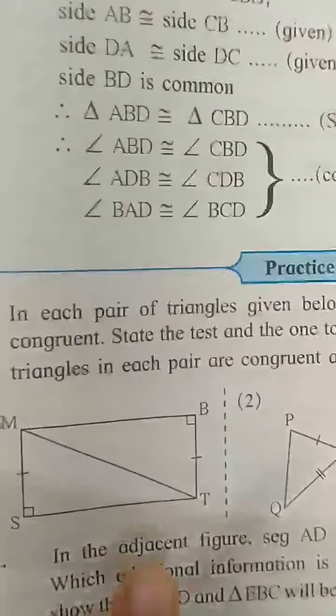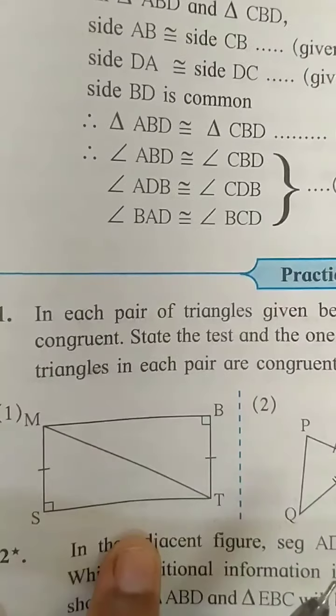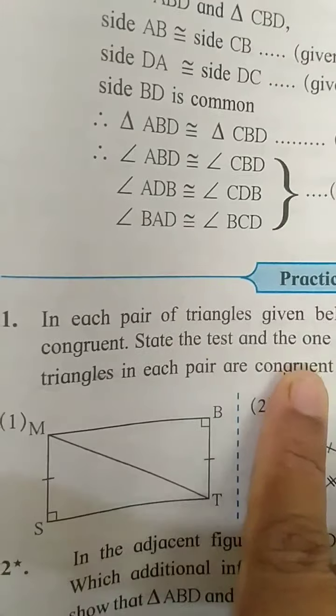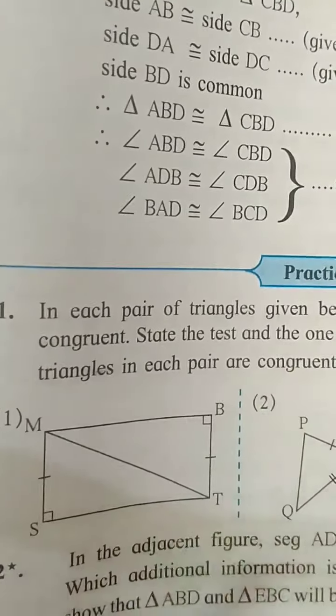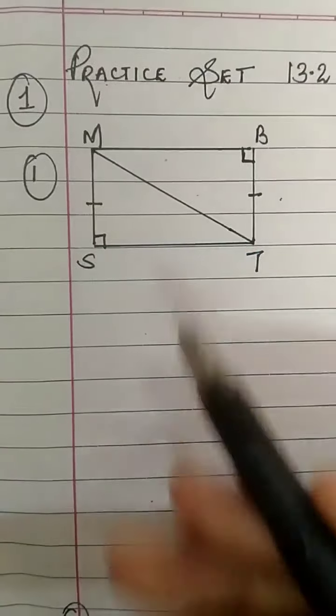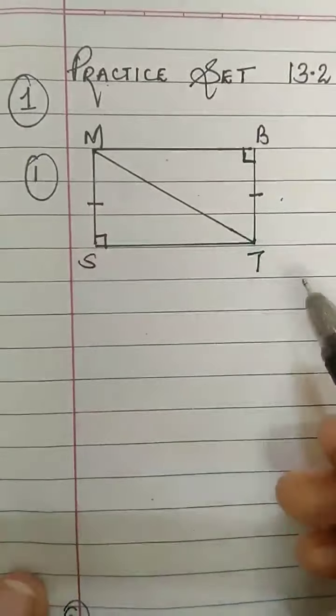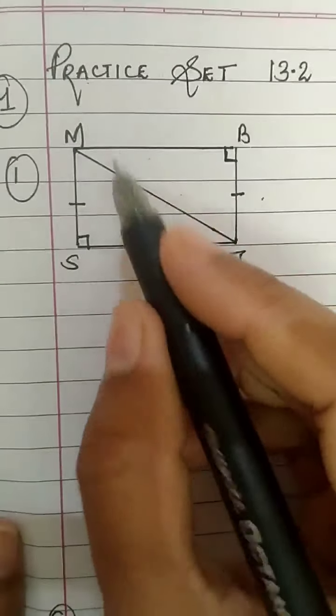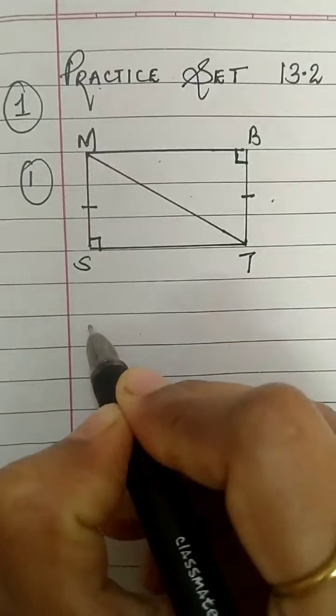So what we will do is draw the figure and then write down the test of congruence and the remaining congruent parts. So let's solve it. In the first figure given, as you can see, there is a 90-degree angle. So which test will we go for first? The hypotenuse side test.